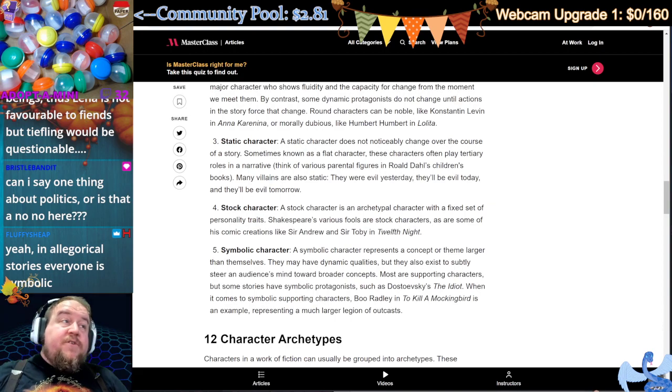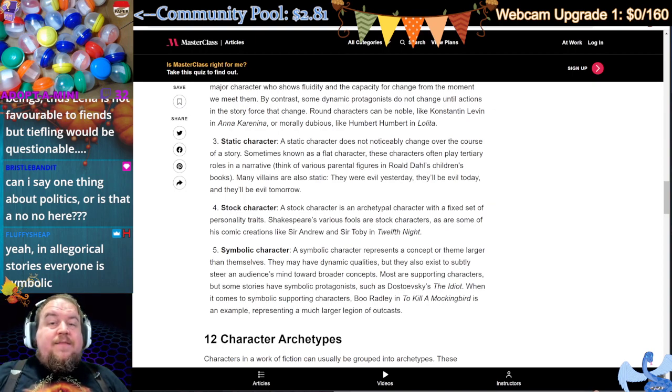Pilgrim's Progress and Gulliver's Travels. Look at it if you want to go back as well. The characters in The Wizard of Oz.